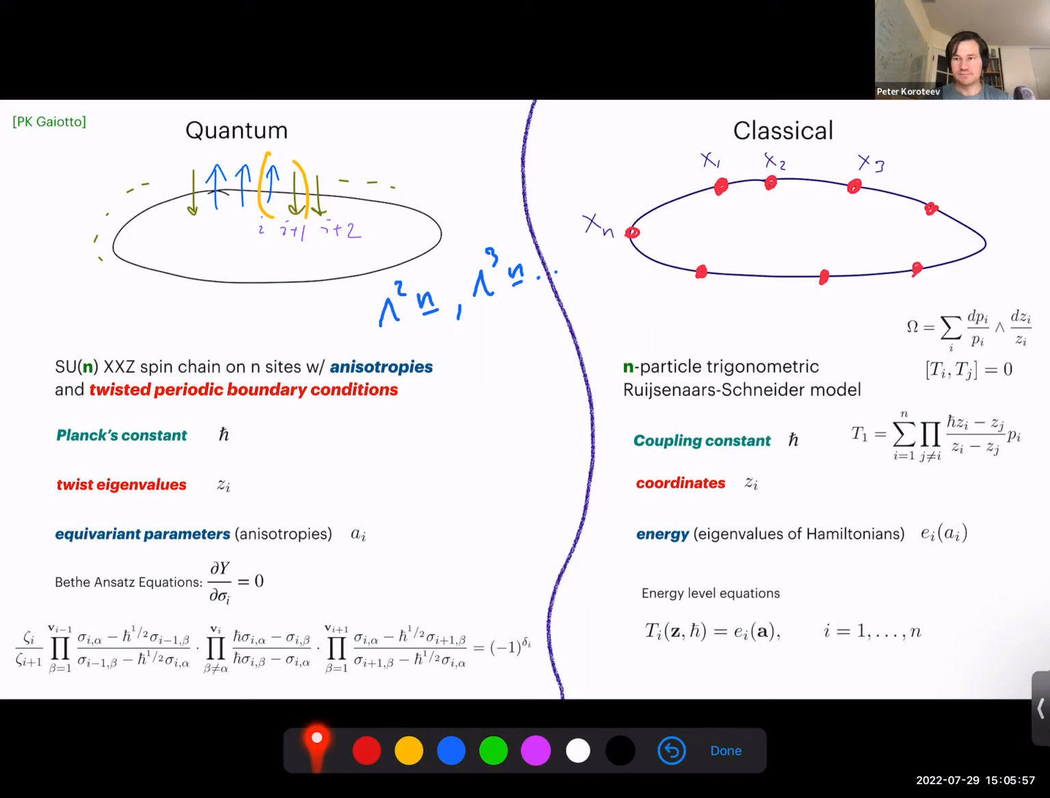Other questions? Right. So the QQ systems. The beta equations are in one-to-one correspondence with the QQ systems, and these integrable classical models will be related to q-Opers.